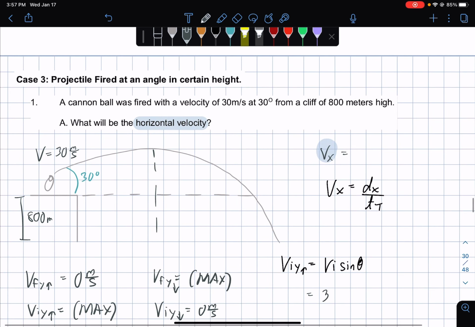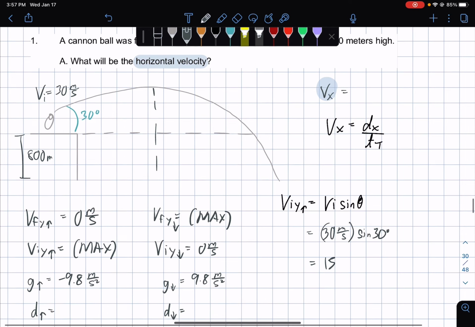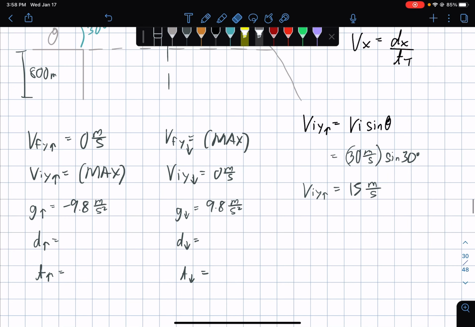VI is said to be 30 meters per second times sine theta, and theta is going to be 30 degrees. So 30 sine 30 is equal to 15. Makes sense because sine 30 is basically square root of 1 over 2, or in other words 1 over 2. 1 over 2 times 30 is 15. Hence 15. The unit for VIY is meters per second. Okay, so we found 15 as VIY.